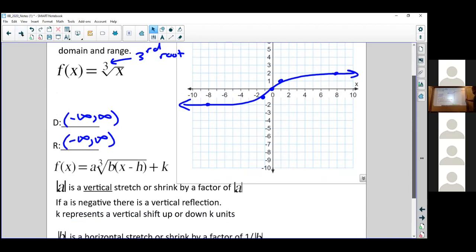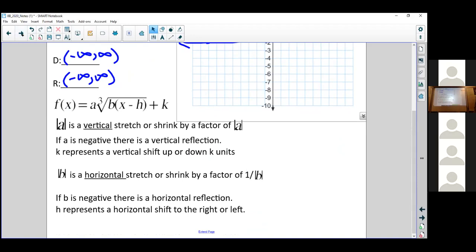Now, here's kind of the rules that go with this. Okay, so we have this big old function. Notice we still have the x as a positive value, so we want to make sure we factor anything out. If the absolute value of a is a vertical stretch or shrink by a factor of a. Okay, so it means it makes it taller or it grows really fast or it makes it fatter.